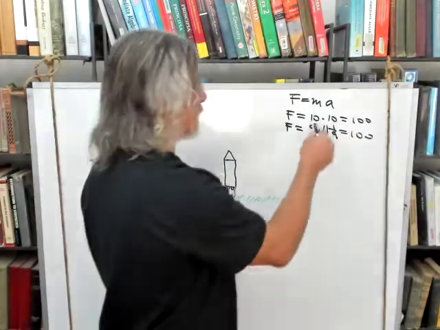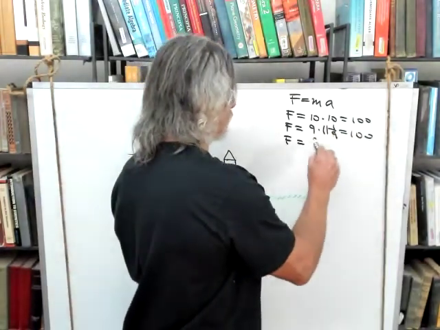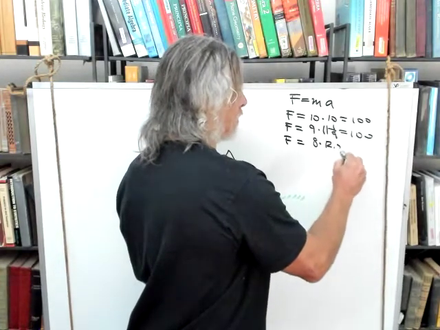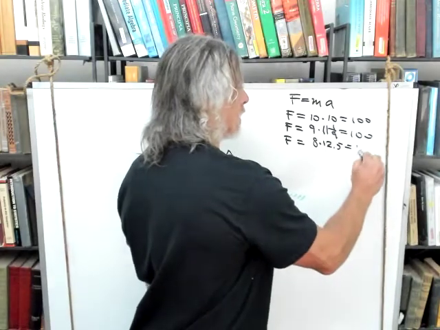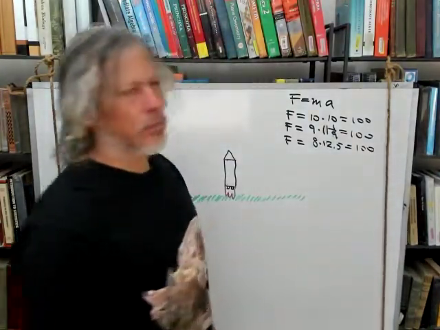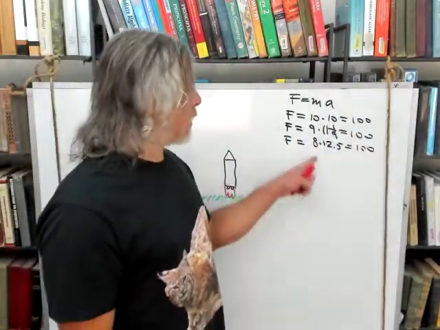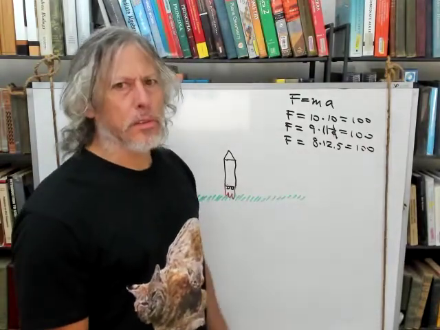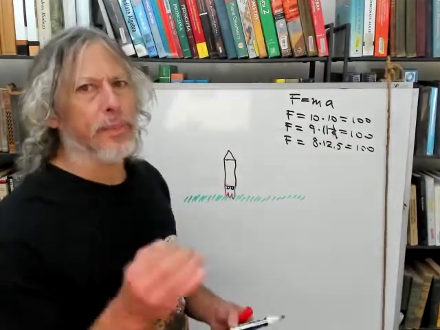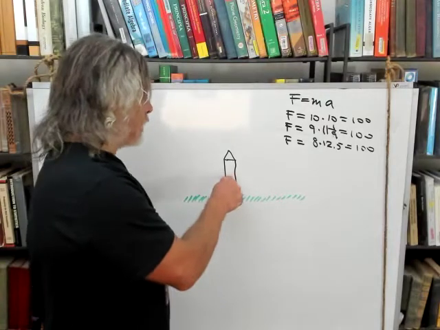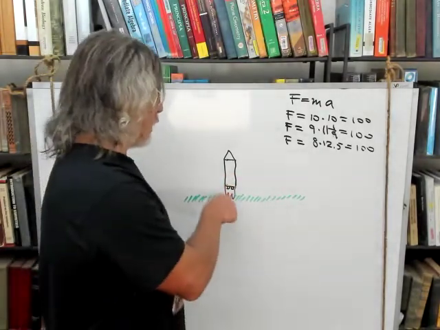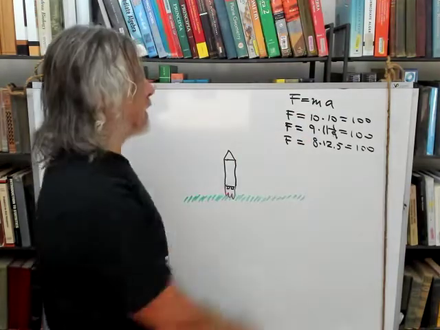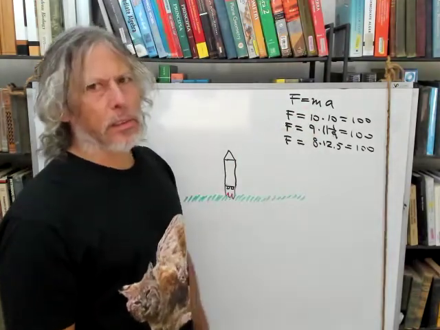Or if this is 8, this would be 12.5. And this is 100. And so when this is going down, the acceleration is to increase. And that's happening every split second. Fuel's constantly being used, continually being burned, mass is continually changing, and that's continually affecting this acceleration.